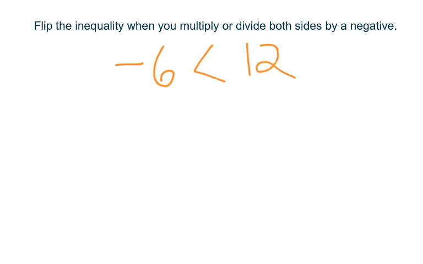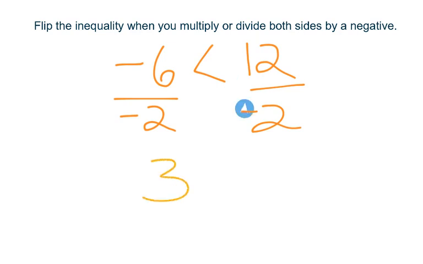Negative 6 is less than positive 12. Hopefully that's clear. Now what I'm going to do here is divide both sides by negative 2. So this would fall under dividing both sides by a negative. When I divide a negative by a negative, I end up with a positive. So this side over here becomes a positive 3. And when I divide over here, a positive divided by a negative gives me a negative. So this ends up being negative 6.